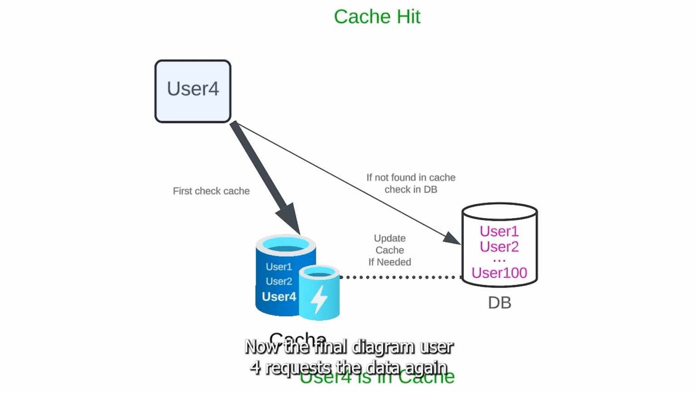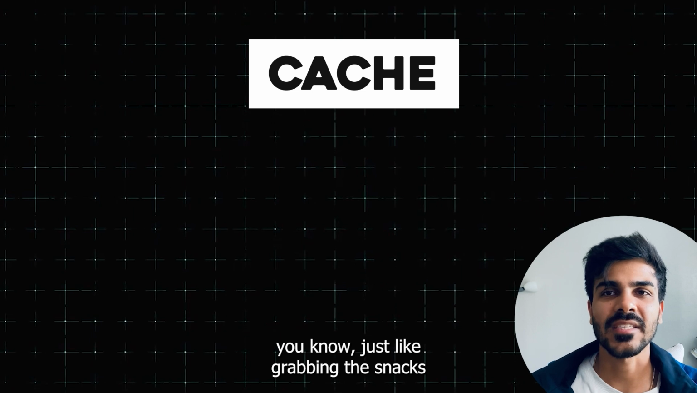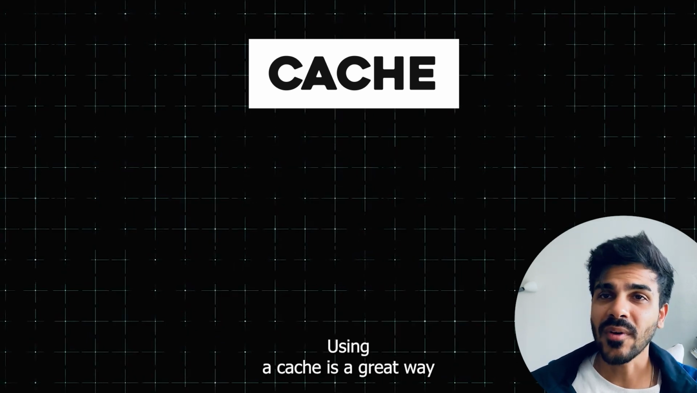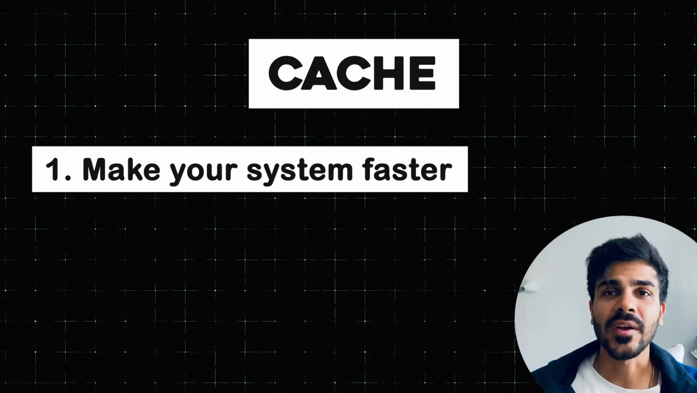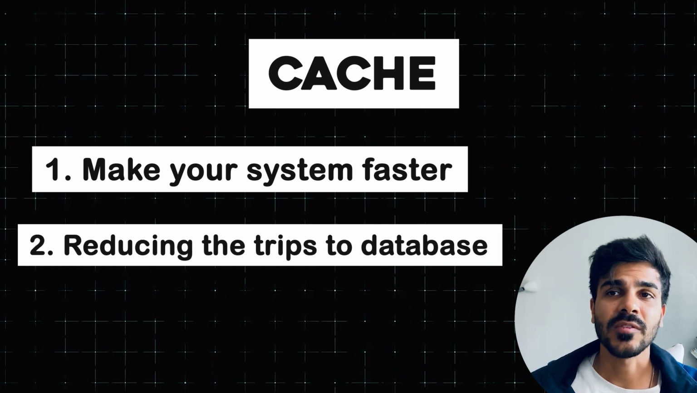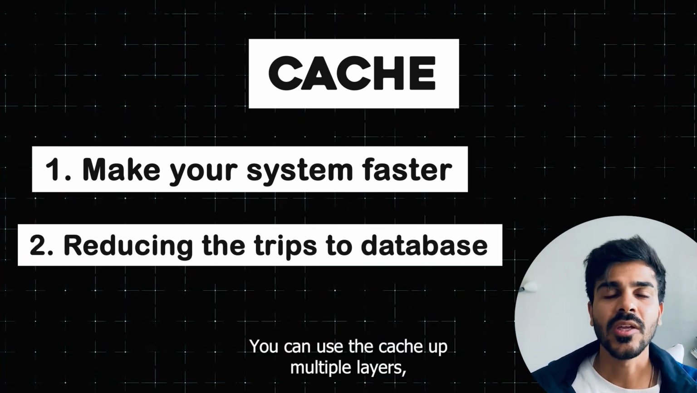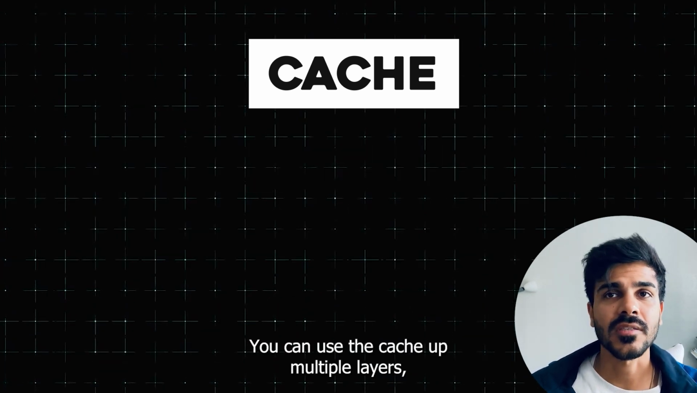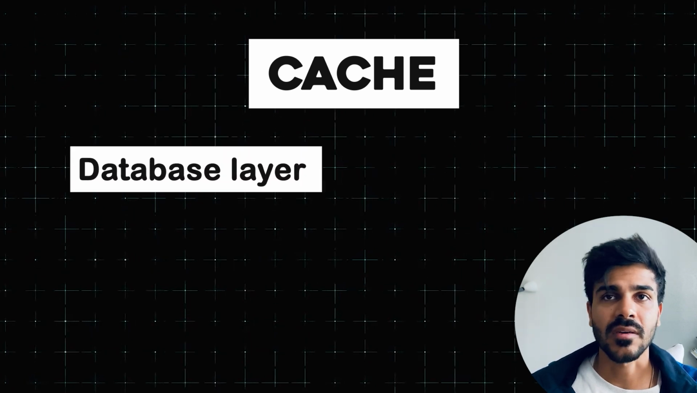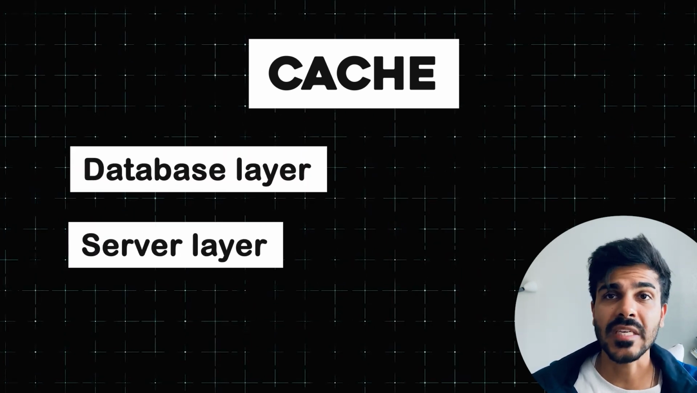Now in the final diagram, user 4 requests the data again. This time, since we have already saved user 4's data in the cache, we just grab the data from the cache, much quicker and faster. Just like grabbing the snacks from your desk. Using a cache is a great way to make your system faster by reducing the number of times you have to go to the database for the same data. You can use the cache at multiple layers. You can use it at the database layer, perhaps at the server layer, perhaps even at the client layer.